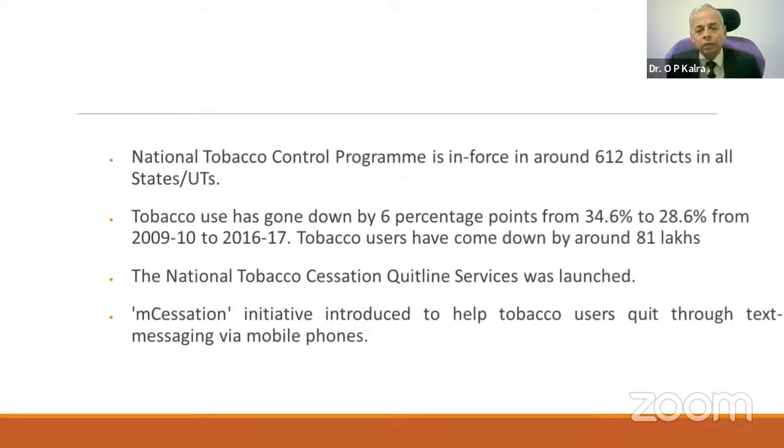These are certain other figures showing how the National Tobacco Control Program has been implemented in various districts, and tobacco use has gone down. The National Tobacco Cessation Quitline Services have been launched, and in this direction, a lot of work has already been done, certainly. The percentage of people smoking has not increased to the extent that was happening until about 10 years ago.